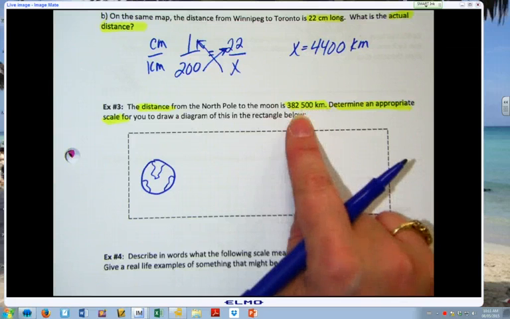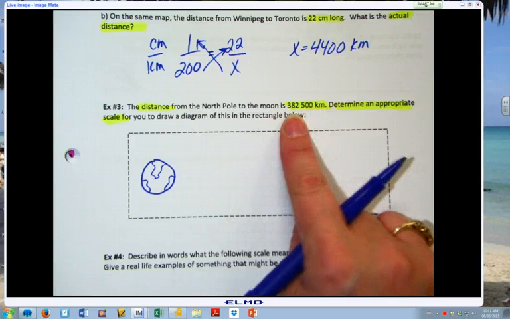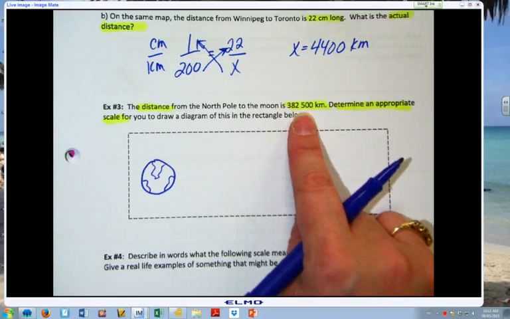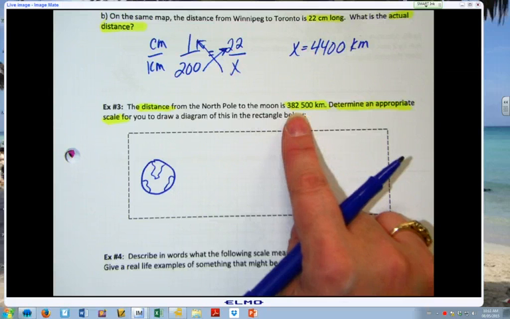Okay, 100. If I divide this by 100, can I fit 382.5 centimeters in the box? So 100 is too small. 1,000. Okay, let's divide by 1,000. How many centimeters if I divide by 1,000? 382. Can I fit 382.5 in the box? Okay, so 1,000 is too small. 10,000. Okay, let's start with 10,000. What's the number if we divide by 10,000?